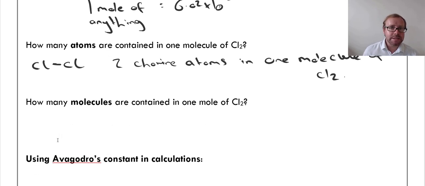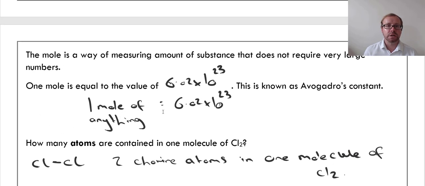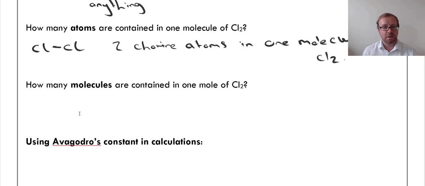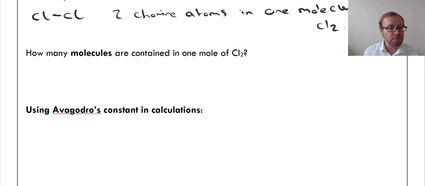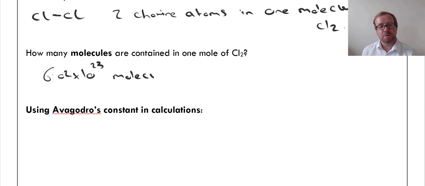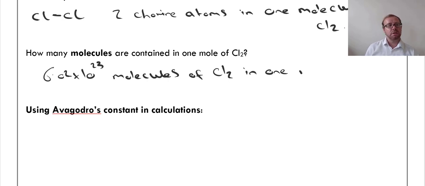Right. Now this is a different question. So how many molecules are contained in 1 mole of Cl2? Okay, so we know from up here that 1 mole of anything is equal to 6.02 times 10 to the 23. Therefore, 1 mole of chlorine molecules in 1 mole of Cl2 must be equal to 6.02 times 10 to the 23 molecules of chlorine in 1 mole. So you need to make sure that you know the difference between this.